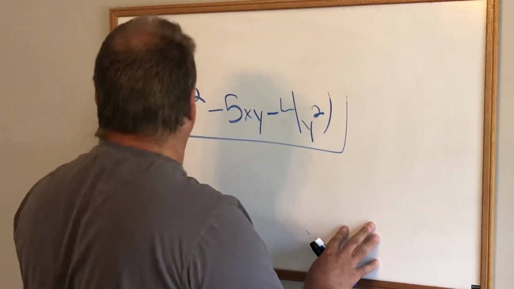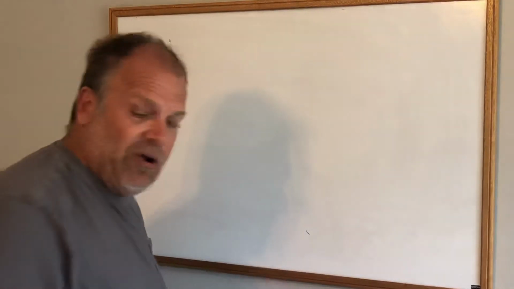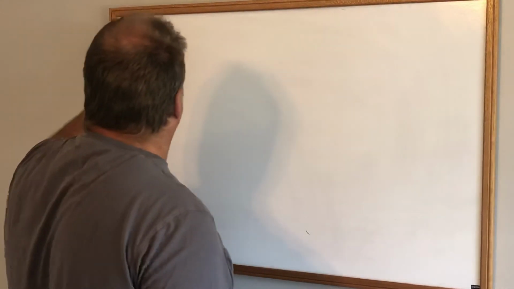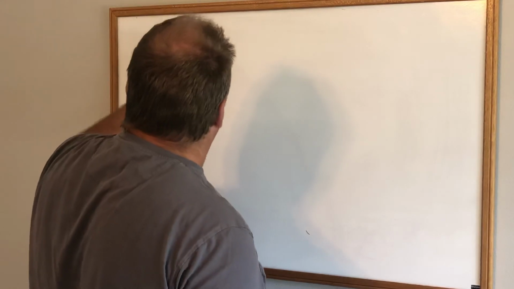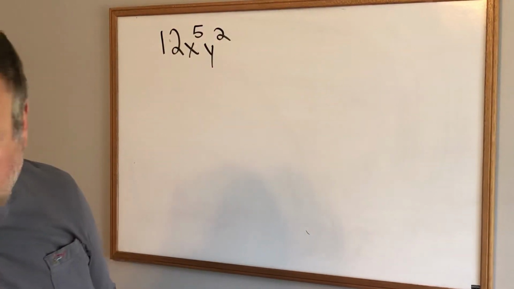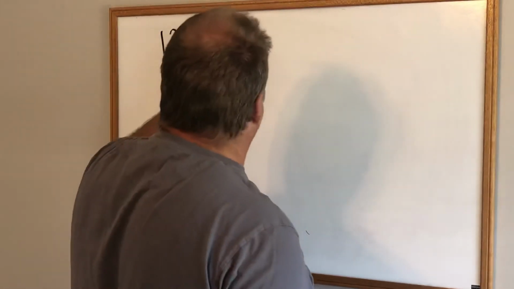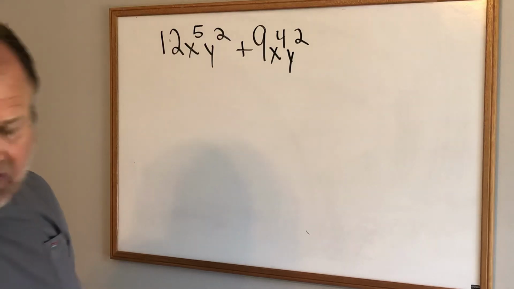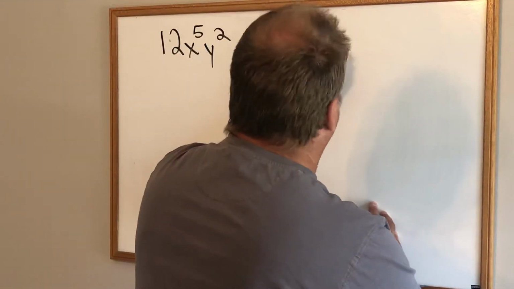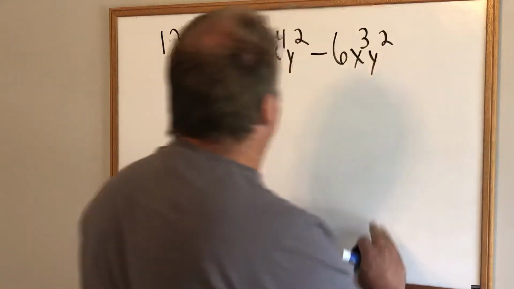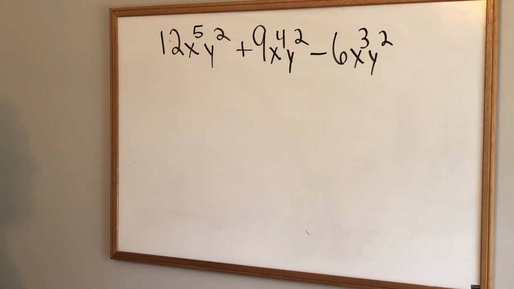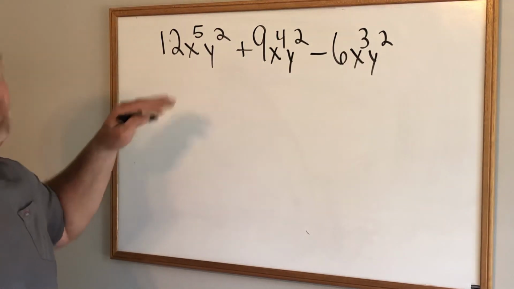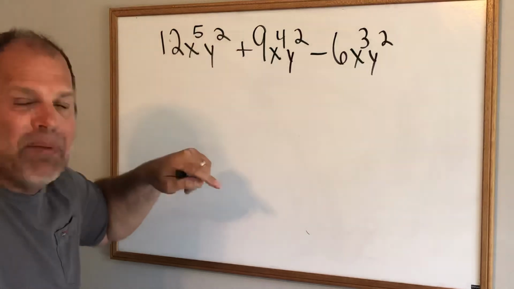Moving on. Hopefully you're remembering this and going, oh yeah, I got this. 12x to the 5th y squared plus 9x to the 4th y squared minus 6x cubed y squared. Okay? 12, 9, and negative 6. What's the biggest number I can take out of all of them? And if you're thinking, well, 12 is the biggest number, but I can't take a 12 out of 9. 9 divided by 12 does not work.